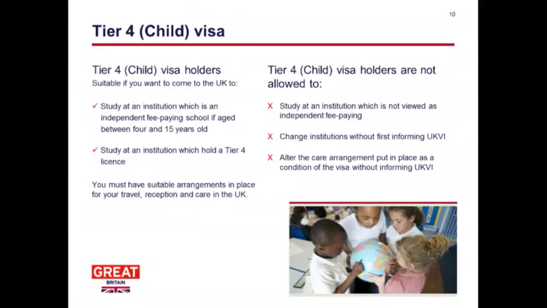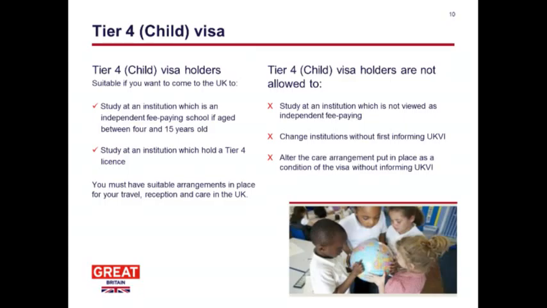So, we would now like to cover Tier 4 Child Visa. The Tier 4 Child Visa is for people who want to go to the UK to study at an institution which is an independent fee-paying school, if aged between 4 and 15 years old, and to study at an institution which holds a Tier 4 licence. And as mentioned earlier, all of these are on the UK Visas website.